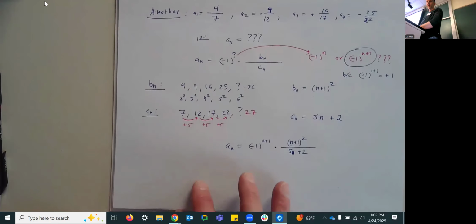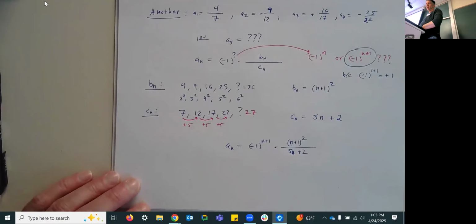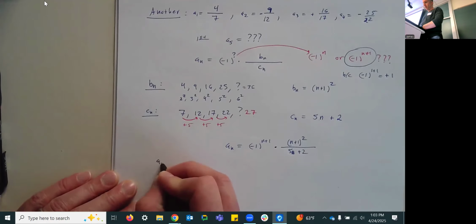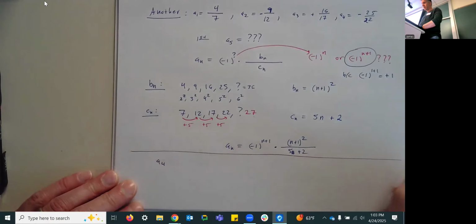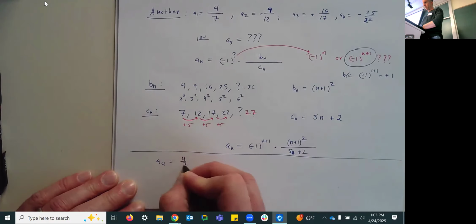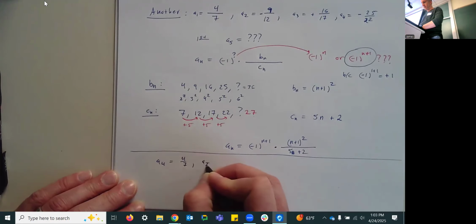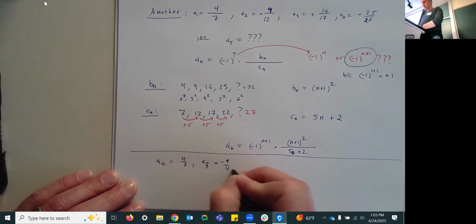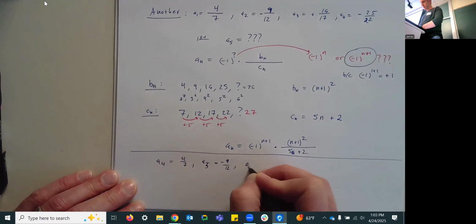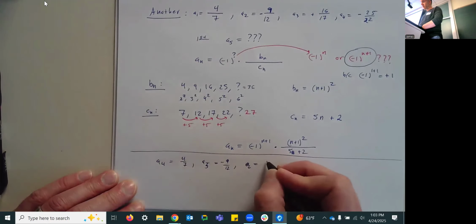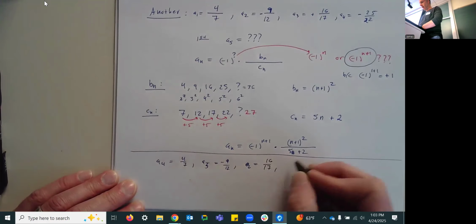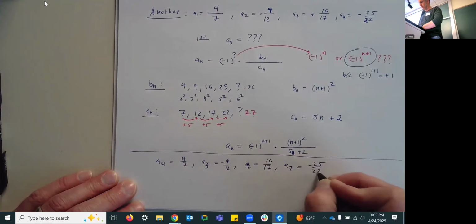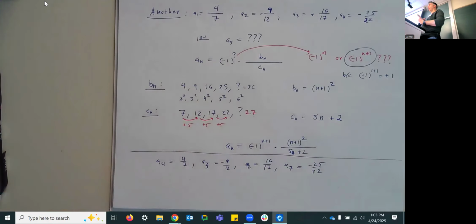Let me show you one more thing here. So what if instead they'd said something terrible, like they gave you the same sequence numbers, but they called the first one a sub 4 and the second one a sub 5. And obviously the third one is a sub 6, which is 16 over 17. And my next one is a sub 7, which is negative 25 over 22. I still have the same pieces going on, but they're going to get altered just a little bit.